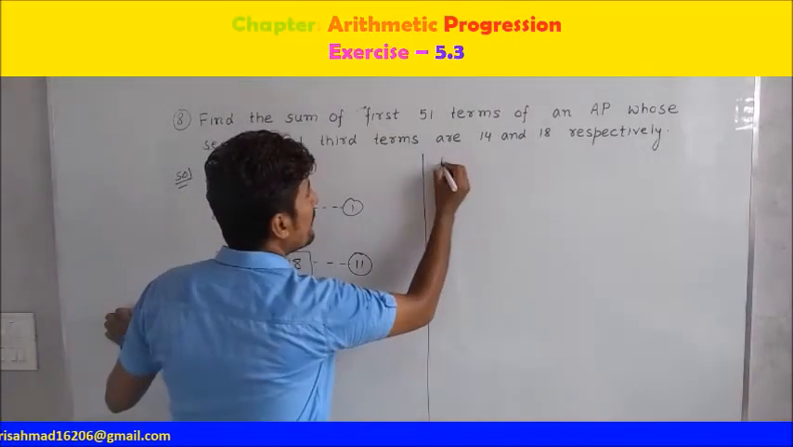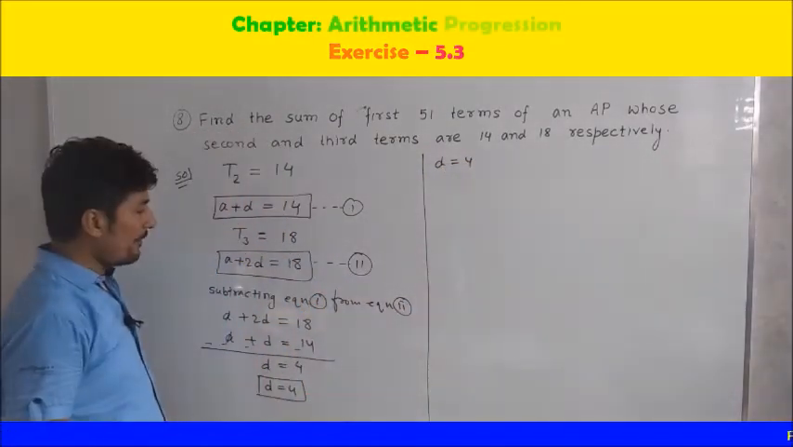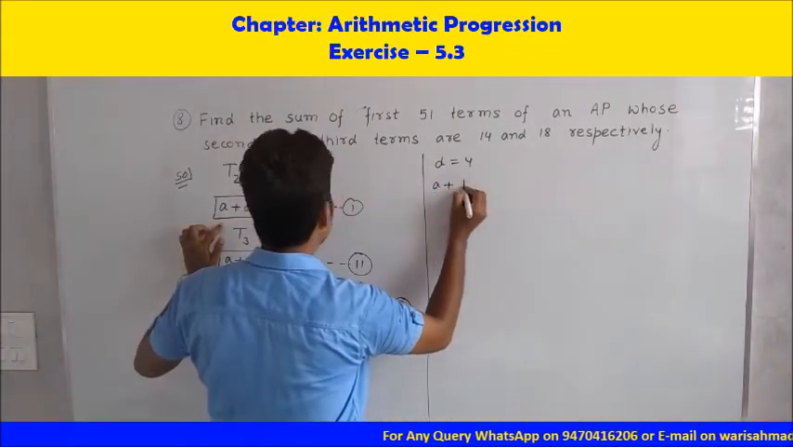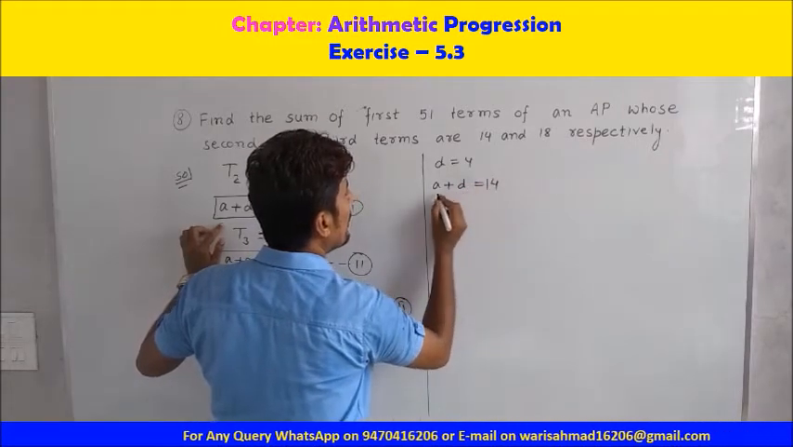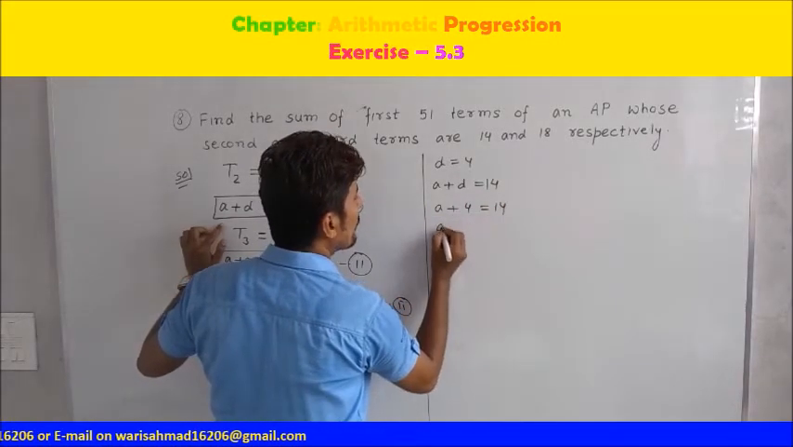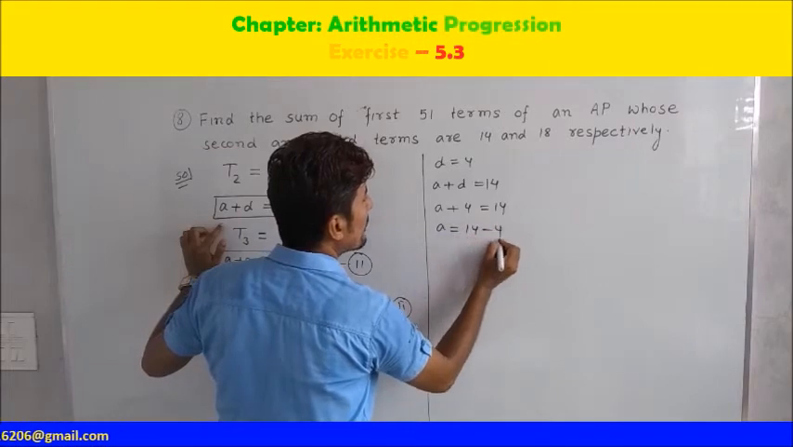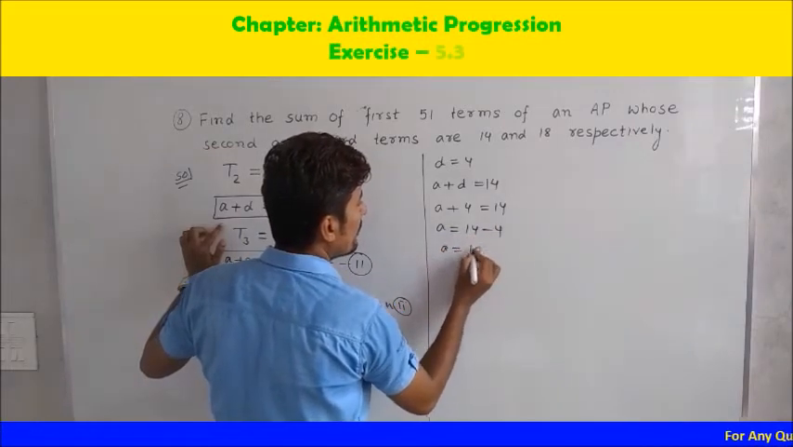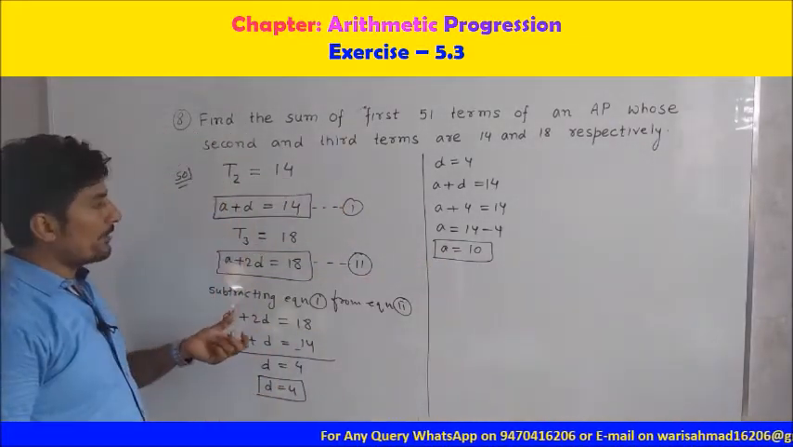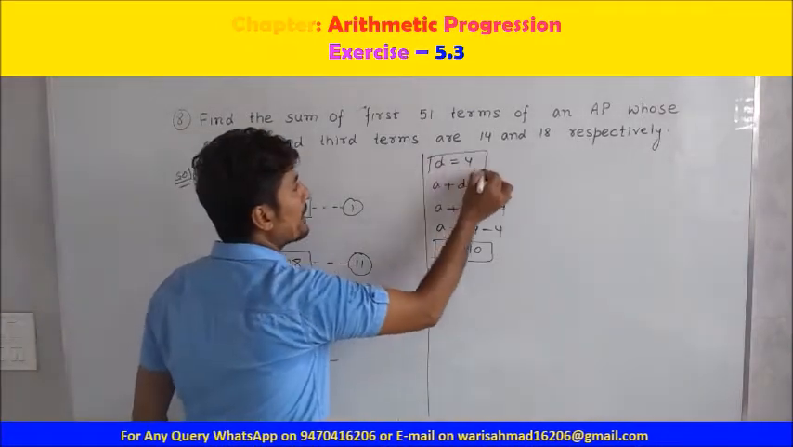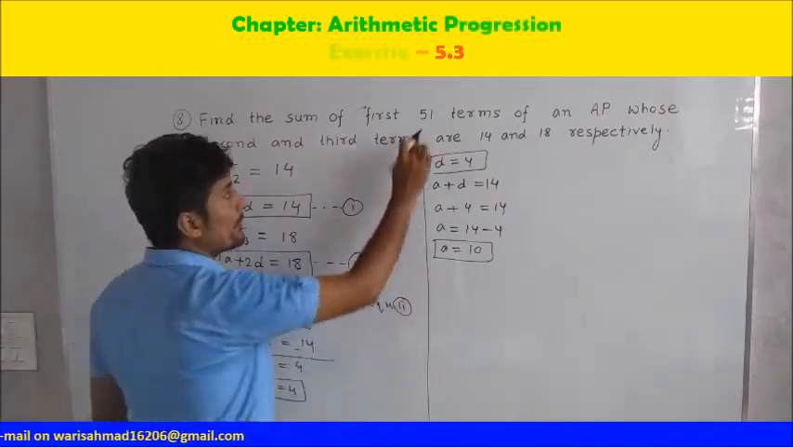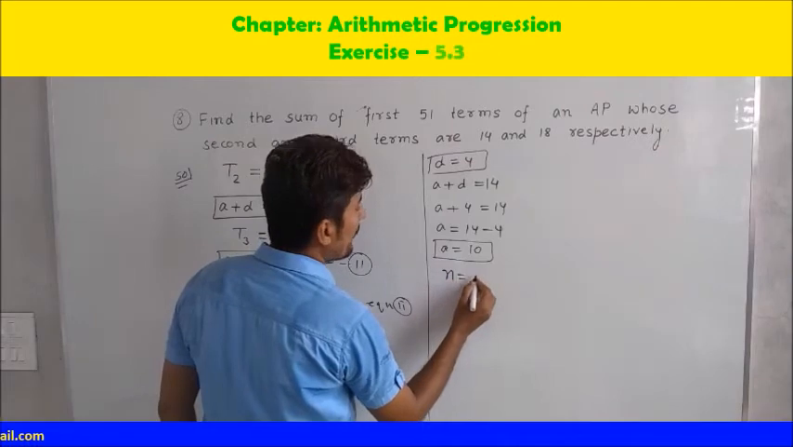After getting the value of d equals 4, now we can find the value of a by putting the value of d in either equation. So here we write a plus d equals 14. Putting the value of d, we write a plus 4 equals 14. So the value of a will be 14 minus 4, a equals 10. Now we got the value of a, that is 10, and the value of d, that is 4. After getting the values of a and d, now we have to find the sum of the first 51 terms of the AP. So the value of n is given here, n is 51.